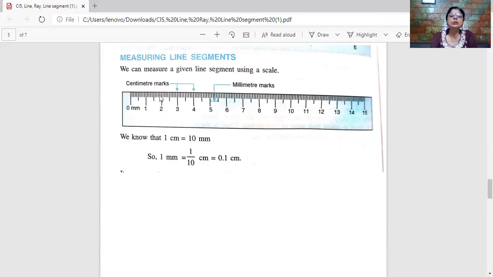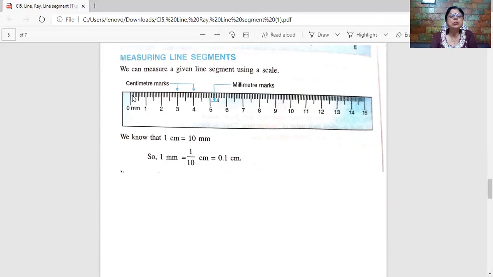Similarly, between every unit distance, we have 10 parts. That means this small one part is called 1 millimeter. All these are 1 millimeter, 1 millimeter. So from here to here it is 5 millimeter. From here to here it is 10 millimeter. And that is why we say 10 millimeter is equal to 1 centimeter. Now if 10 millimeter is 1 centimeter, we have already learnt 1 millimeter will be 1 by 10 centimeter. And in decimals it is 0.1 centimeter.